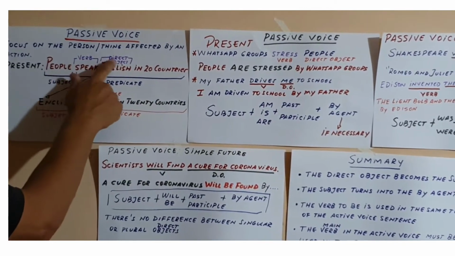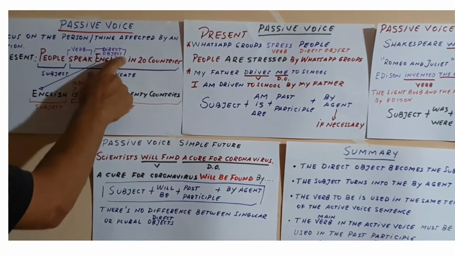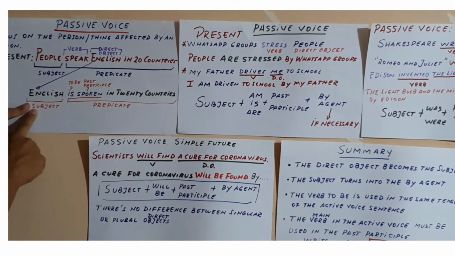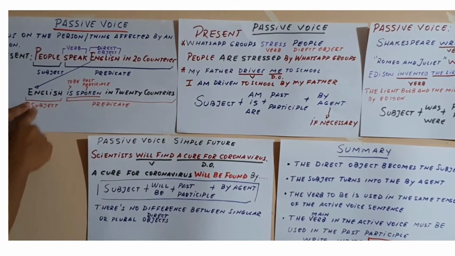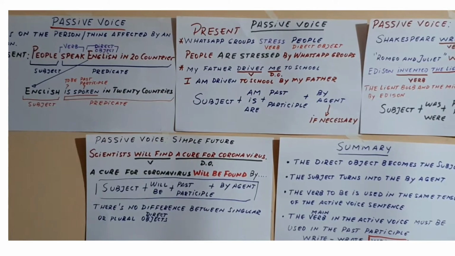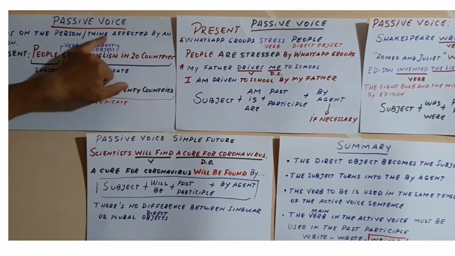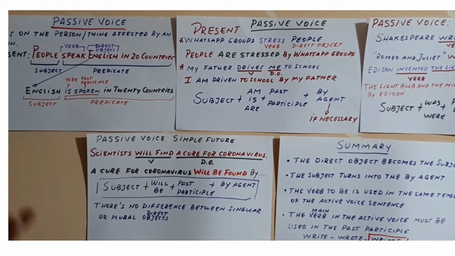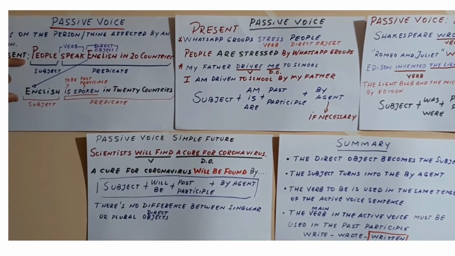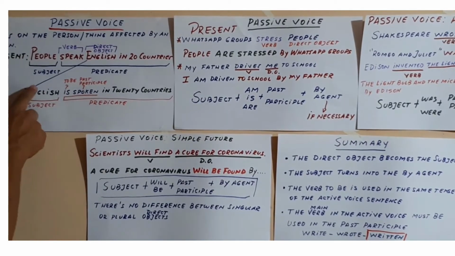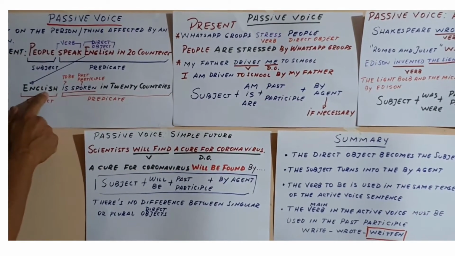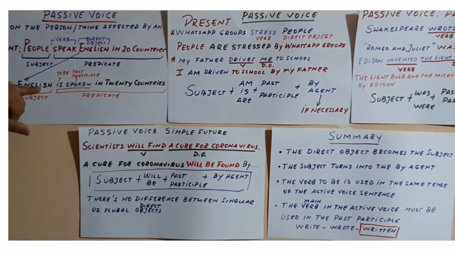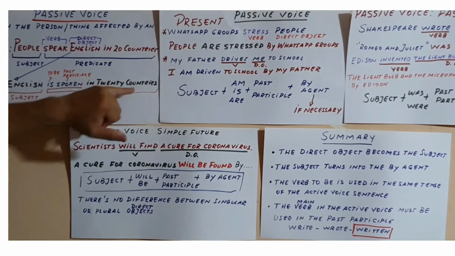These two important elements are essential for the passive voice because the direct object turns into the subject, and the subject into the by agent if it is important. Es decir, el objeto directo se hace sujeto en la voz pasiva y tenemos que respetar el mismo tiempo. Present, so the sentence is in the present. English is the subject and it is singular. The verb to be is and the past participle. English is spoken in 20 countries.